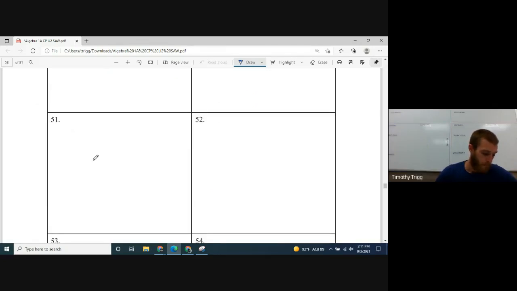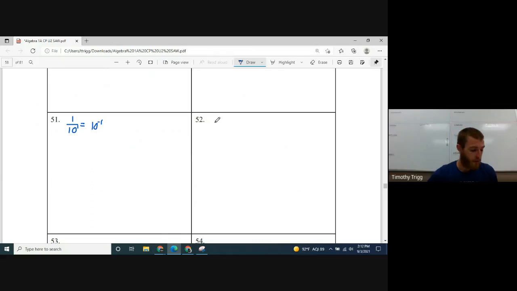Okay. Number 51. Write each number as a power of 10 using negative exponents. So number 51 says 1 over 10, which we could write as 10 to the power of negative 1. These are the same thing, aren't they? Because this is the same as saying 10 to the 1 in the denominator, that's a negative exponent. These are basically two ways of writing the same thing.